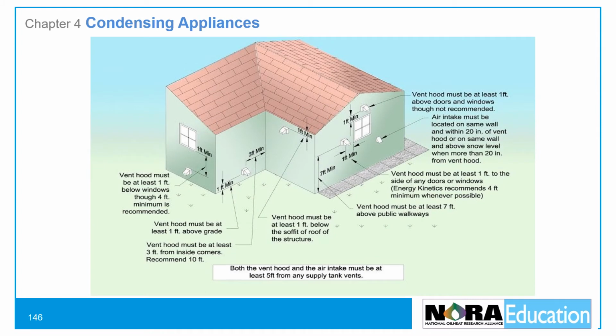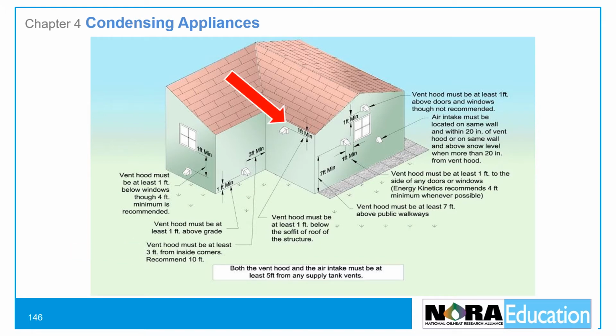This illustration shows recommendations by some manufacturers regarding the terminal locations of condensing appliances. The vent hood must be at least 1 foot below windows. However, a minimum 4-foot clearance is recommended. At least 1 foot above the grade. At least 3 feet from inside corners, although 10 feet is recommended.